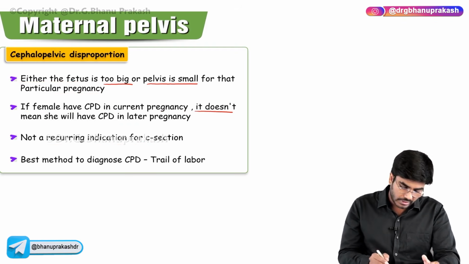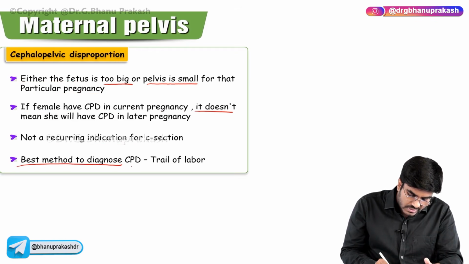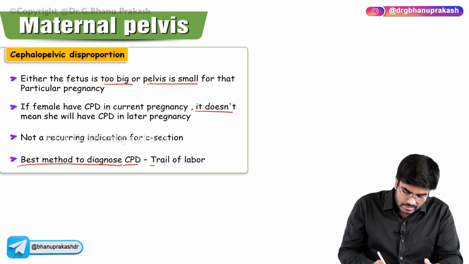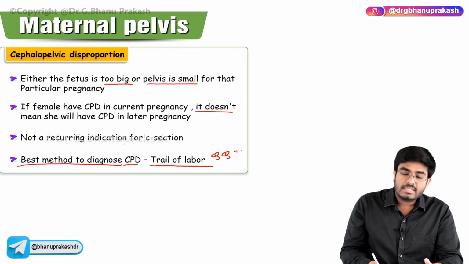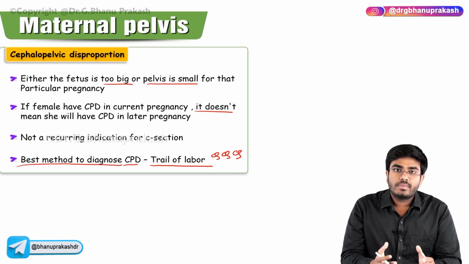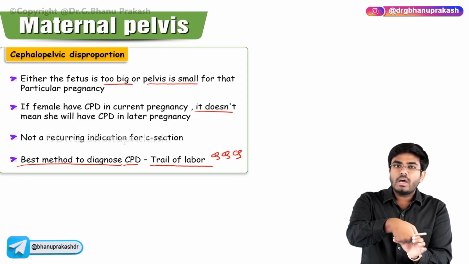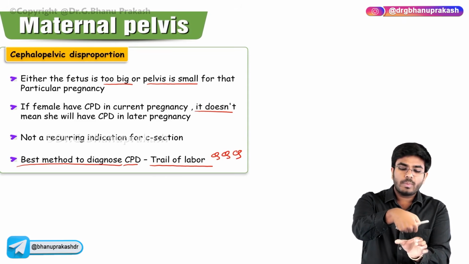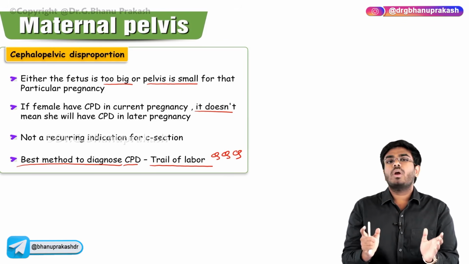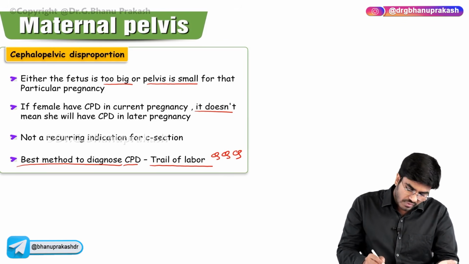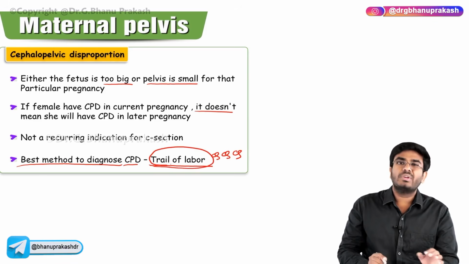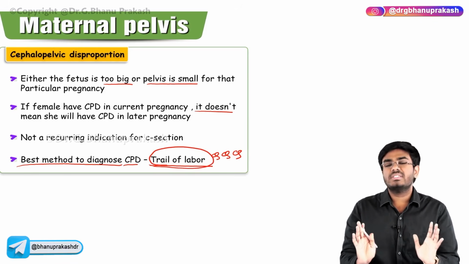Now, what can we do here? The best method to diagnose cephalopelvic disproportion is, yes, trial of labor. You can do the trial of labor. Now, whenever you are doing the trial of labor, if there is cephalopelvic disproportion at the level of inlet, cavity or outlet, then you can go with the C-section. So, first you can do trial of labor, you can try. If it fails, go with the C-section.